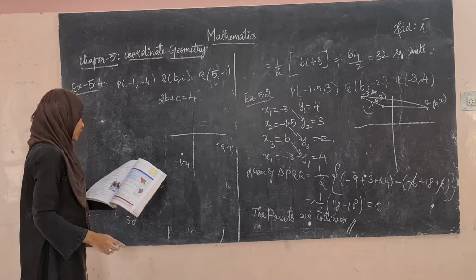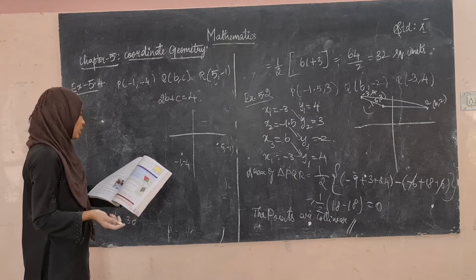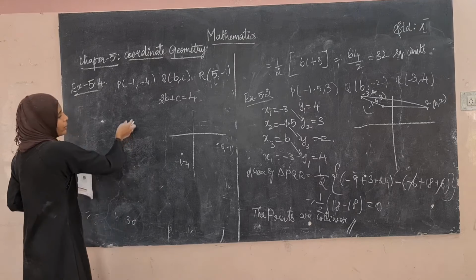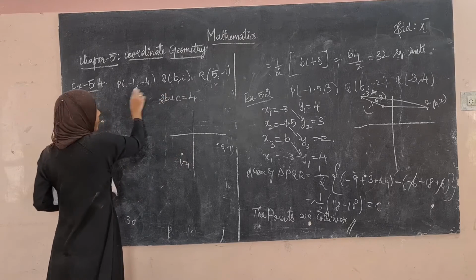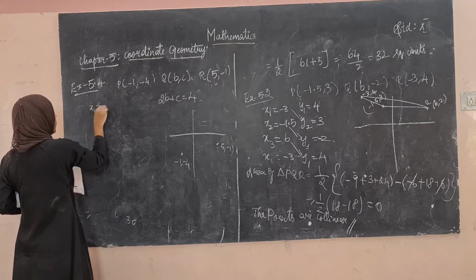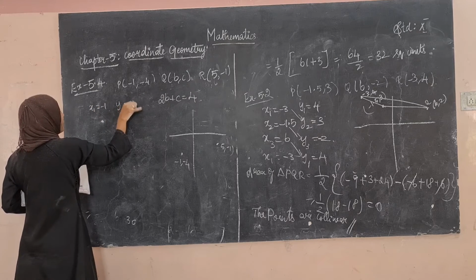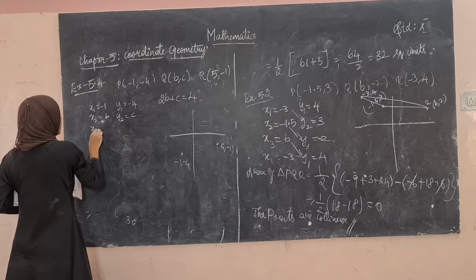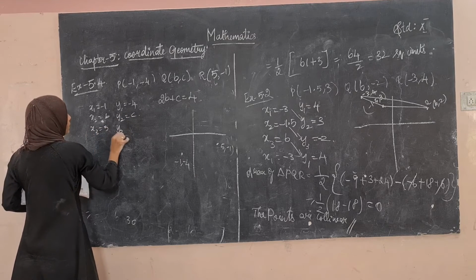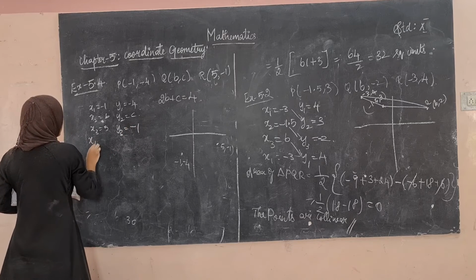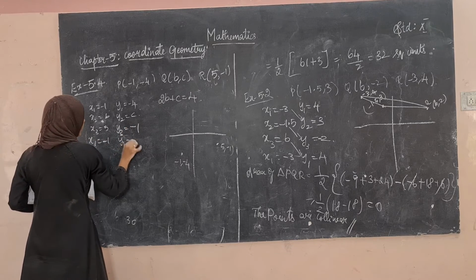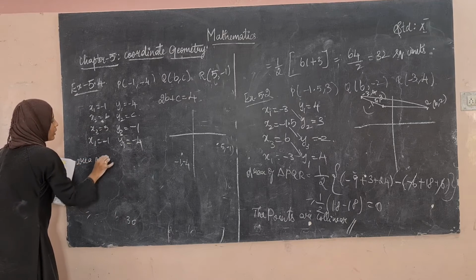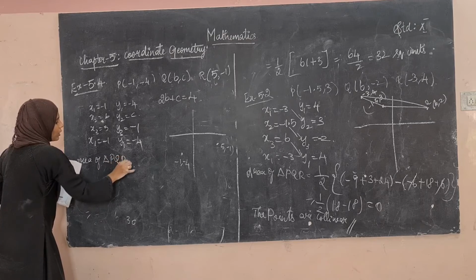5 comma minus 1. See, we can take it in order. We don't know the value of B and C, therefore we can take it like this. Let x1 be equal to minus 1, y1 equal to minus 4, x2 equal to B, y2 equal to C, x3 equal to 5, y3 equal to minus 1, x1 equal to minus 1 and y1 equal to minus 4. So what is the area of the triangle PQR?